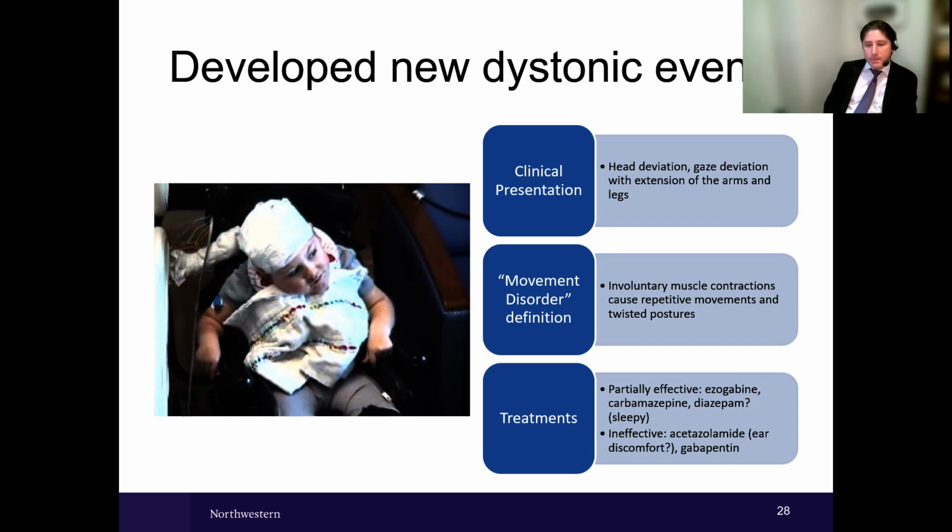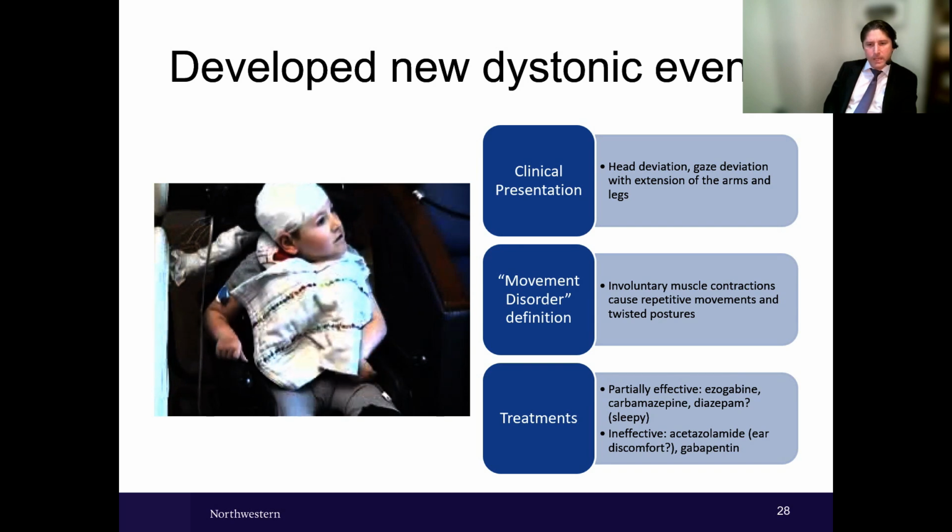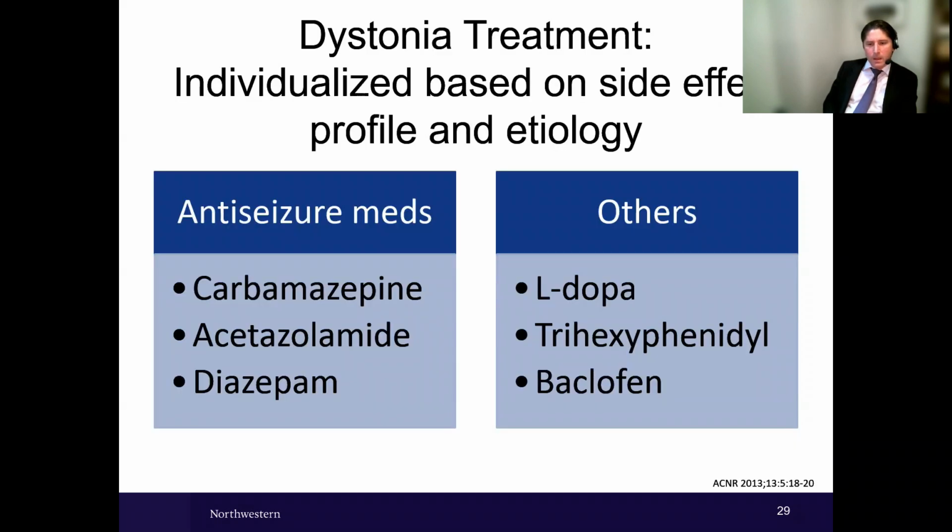carbamazepine, and diazepam, which made the child sleepy, were ineffective. Acetazolamide caused some ear discomfort possibly, and another medicine called gabapentin. In general, dystonia treatment is individualized based on the side effect profile and cause, or etiology. So that's the same thing with anti-seizure medications.